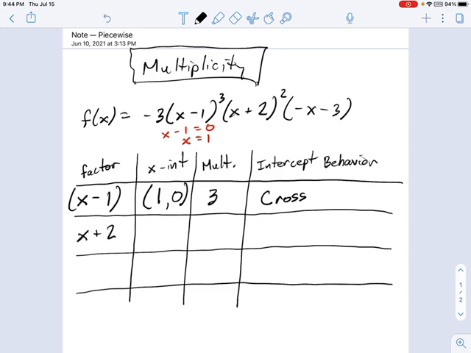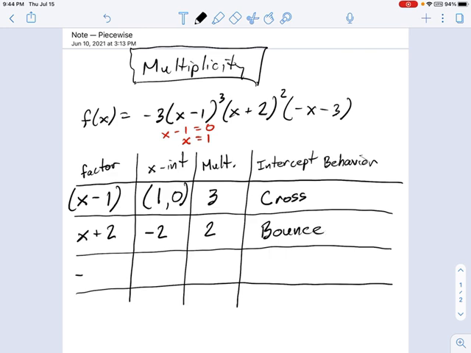X plus 2 has an x-intercept at negative 2, a multiplicity of 2, see its exponent right there, and it has an intercept behavior because 2 is an even number. This multiplicity right here is even. That means it's going to bounce, and I'll explain why it crosses versus bounces in a moment.